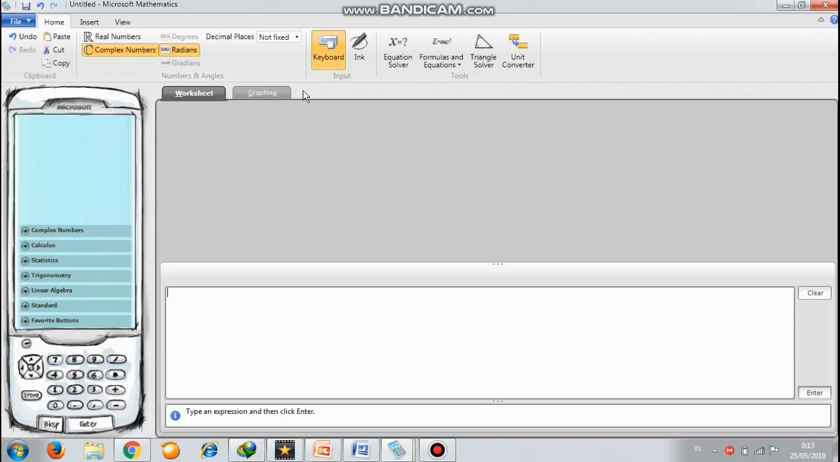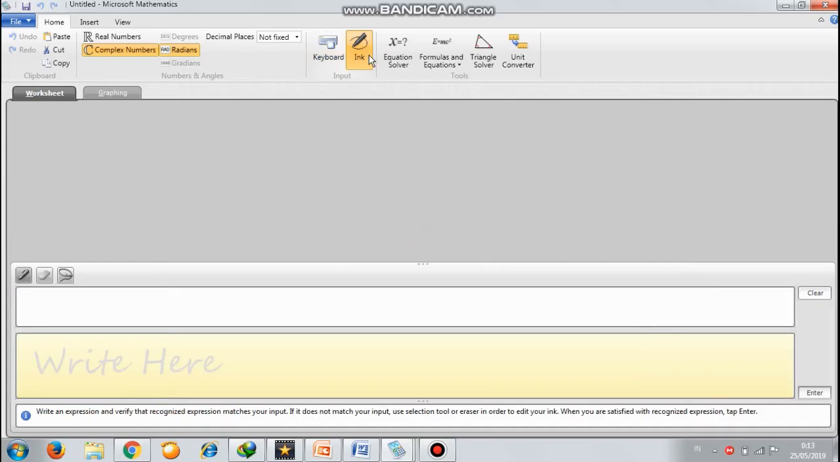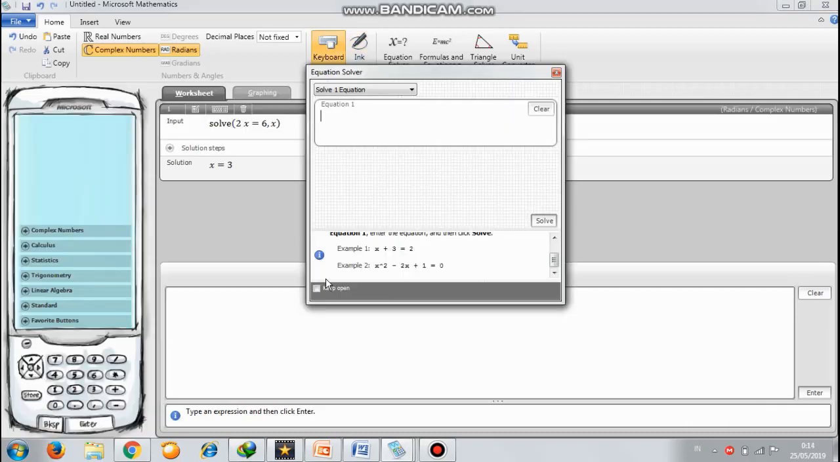And then in the input, there are two choices: keyboard and ink. Keyboard is for typing manually with the keyboard, and ink is for handwriting. And then equation solver, there are two examples. Example 1 is x plus 3 equal to 2.